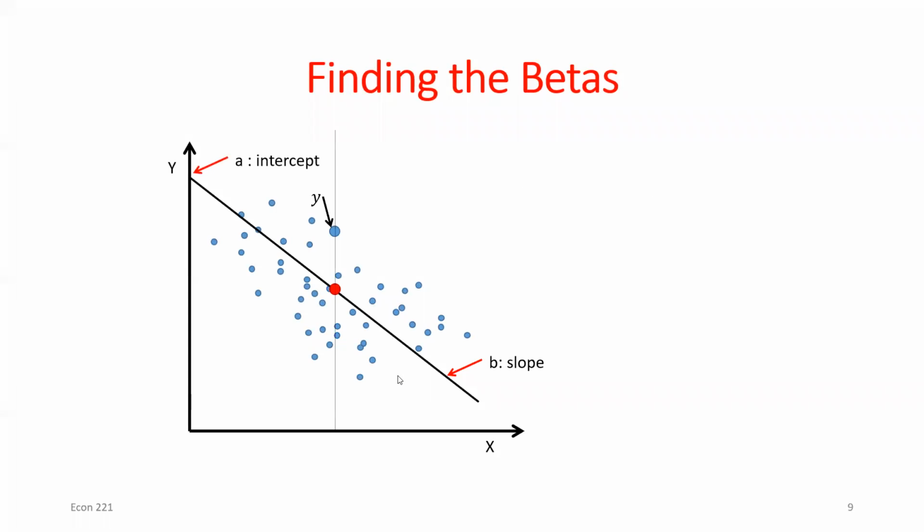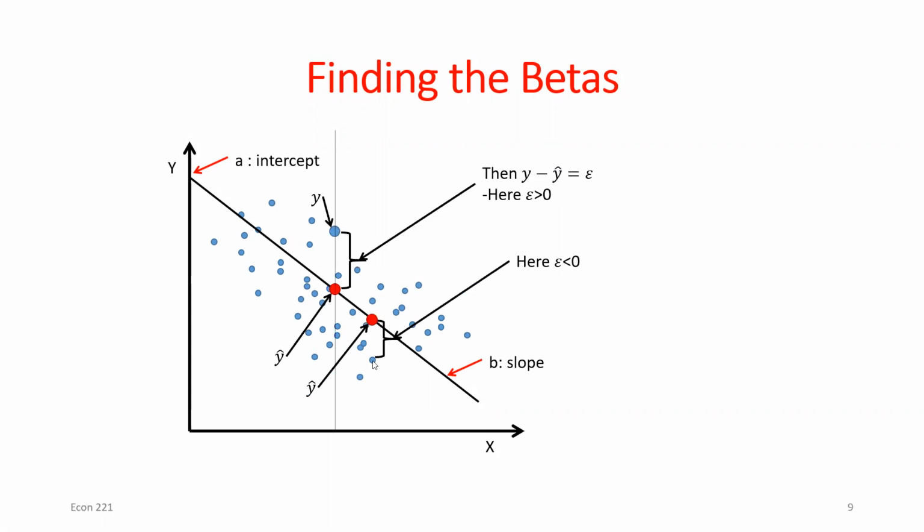I think I already drew this on the line. We can think about, for any one observation, my actual Y value and this red dot, the predicted Y value. I'm going to have a positive error term here. My prediction was off because the error term was positive, so the actual Y value is higher. If I think about an observation down here, my error term must have been negative because the actual Y value was below the predicted one.